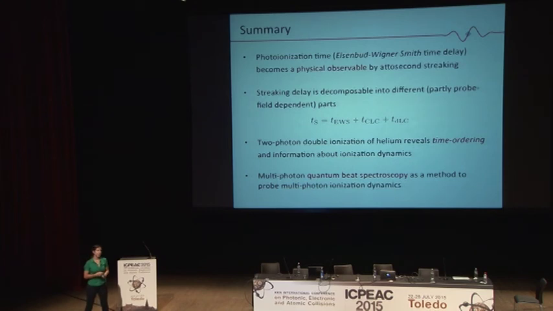I first introduced the theoretical background for photoionization time delays, and then showed you that streaking is able to really retrieve delay information, and it is decomposable into different parts, which we all understand. Then I showed you two-photon double ionization in helium, where we really saw that time ordering is a physical observable, which is accessible by experiments in principle. And in the last part, I introduced this quantum beat spectroscopy setup as a method to gain timing information or dynamical information. And with that, I would like to thank you for your attention.